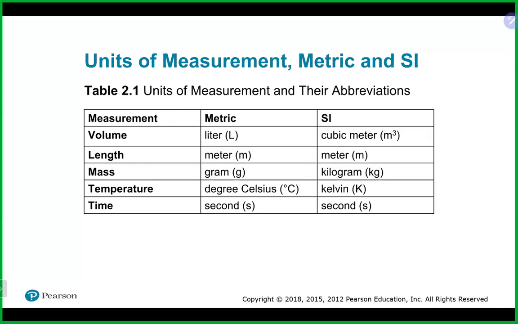Mass is grams in the metric, but the SI unit is kilograms. Temperature, this might be one that maybe you're not familiar with. For metric, it's degrees Celsius, but for the SI, it's a unit of Kelvin. Pretty much a safe bet, as we'll talk about as we go through the different chapters.